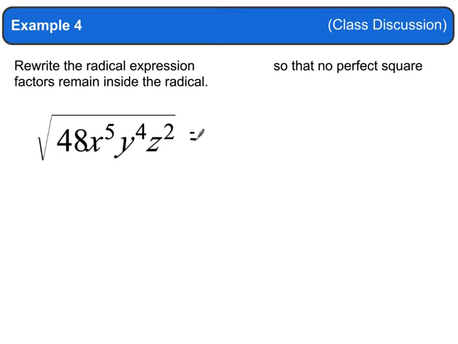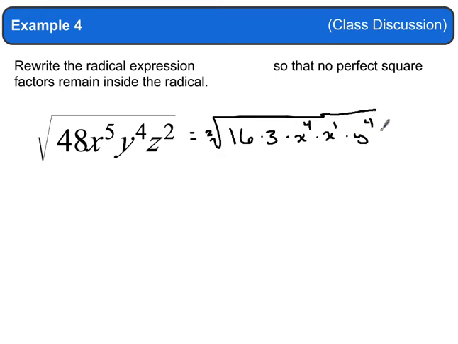That would be a 16 times 3. Let's make sure that's right. 16 times 3 is 48. Now, this is a square root, so that means we want all of our exponents to be even. So when we do that, this x to the 5th, we're going to rewrite as x to the 4th times x to the 1st power, because 4 plus 1 is 5. My y to the 4th is already even, and my z squared is already even.